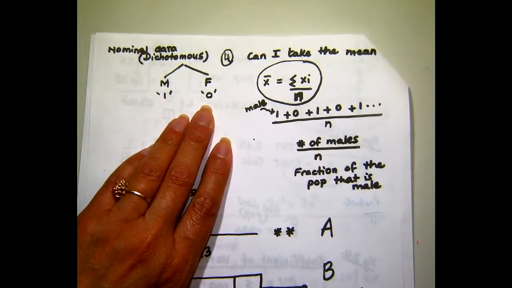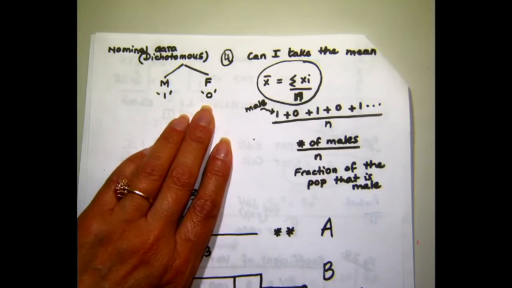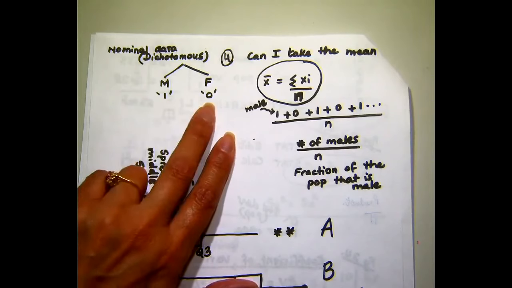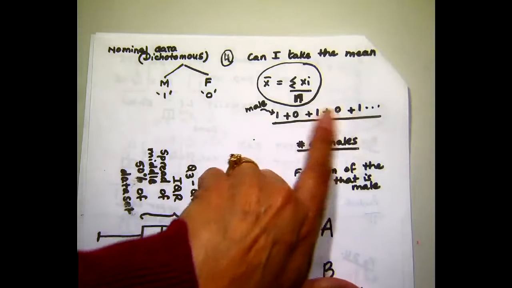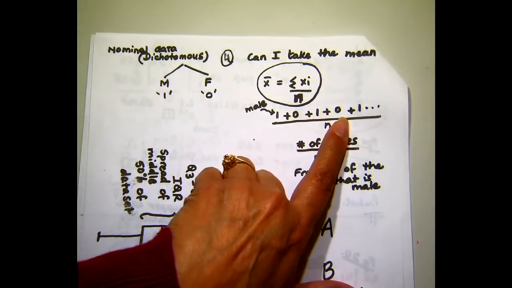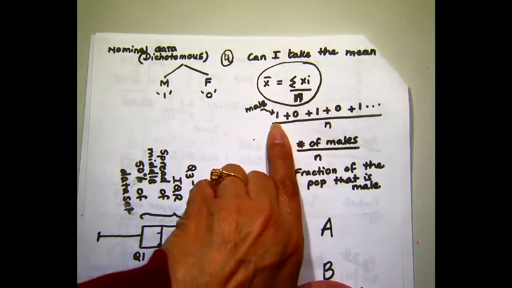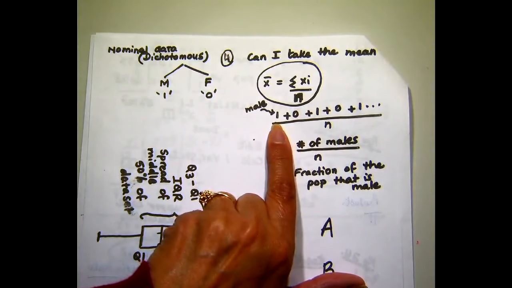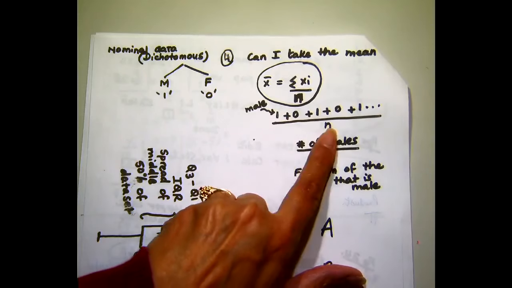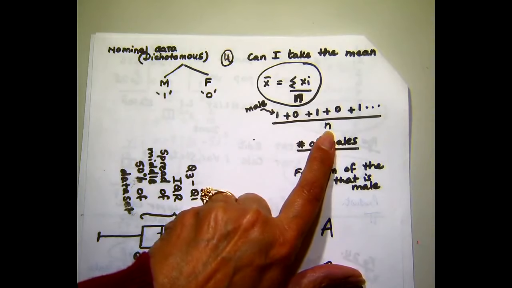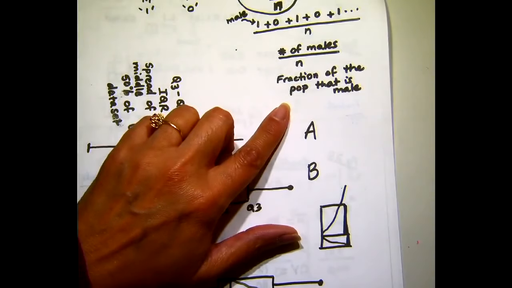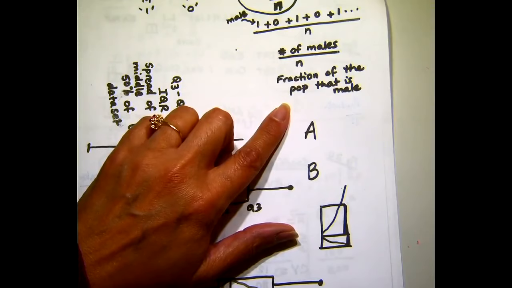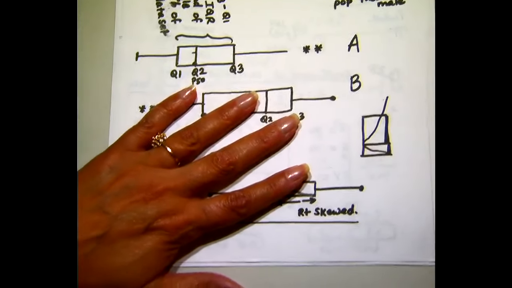Normally, nobody talks about taking means of nominal data. That makes no sense. However, if you assign a 1 to one of them and a 0 to the other, now all of a sudden you can take a mean, and on the top you will have each person's either 1 or 0 contribution. The only people making any contributions are the males to the numerator. And then when I divide by n, you get the number of males divided by the total number in the population, which is just the fraction of the population that is male. So just wanted to draw your attention to that.